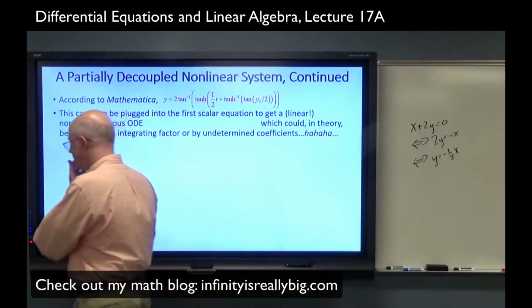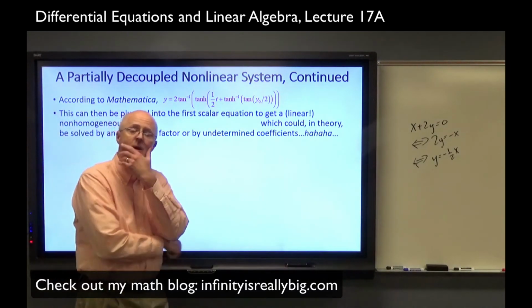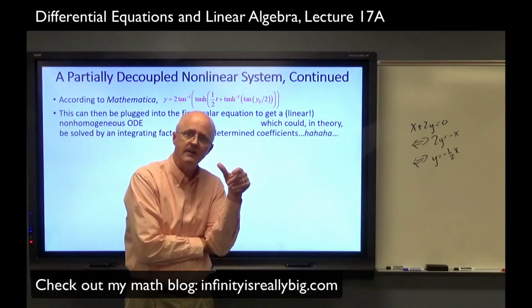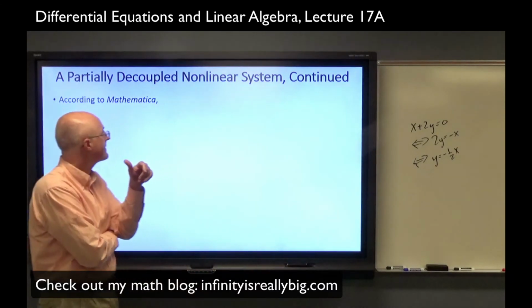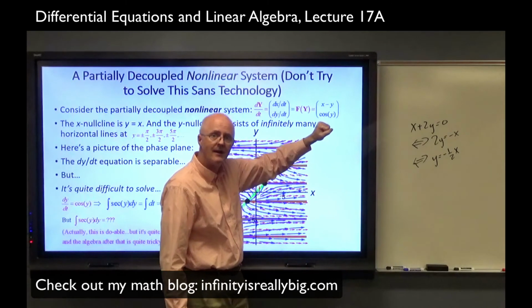Okay, this can then be plugged into the dx/dt equation. dy/dt was cosine of y. The dx/dt equation was actually linear, but it involved both x and y. Go back there, show you. dx/dt was x minus y.